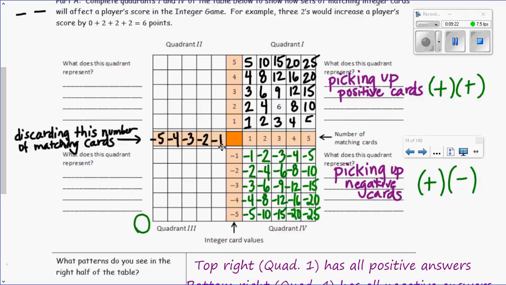Okay, so if I discard 1 positive 1, my score goes down 1. If I discard 2 positive 1s, then my score goes down 2. And if I discard 3 of them, if I discard 4 of them, if I discard 5 of them. Okay, let's go to the next one.